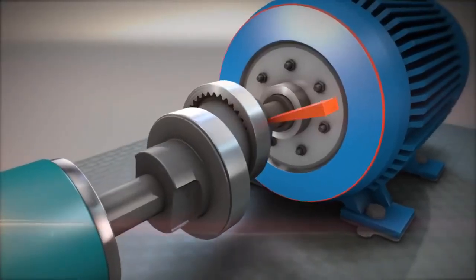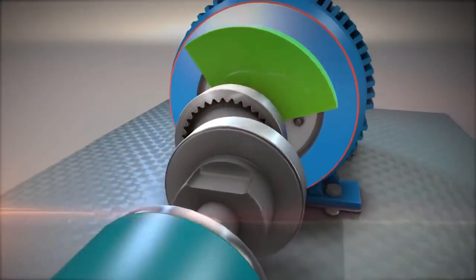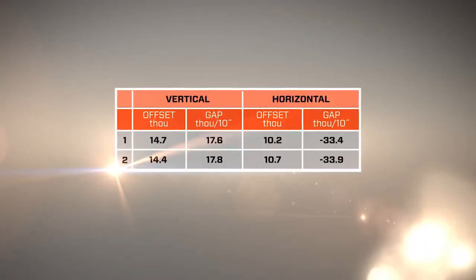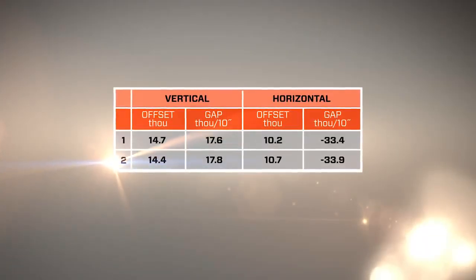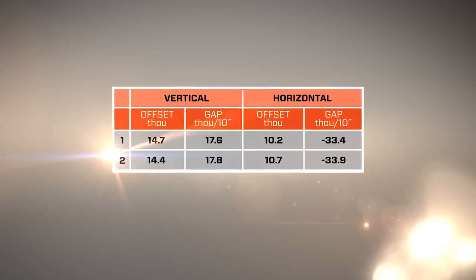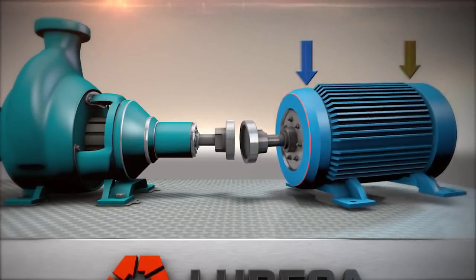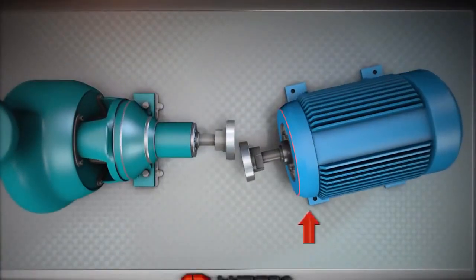Once the culprit is found and addressed, take 2 new sets of readings to establish repeatability. Now that repeatability has been achieved as shown in this table, proceed with the alignment. Confidently perform the alignment corrections as called for by shimming your machine vertically and moving it horizontally.